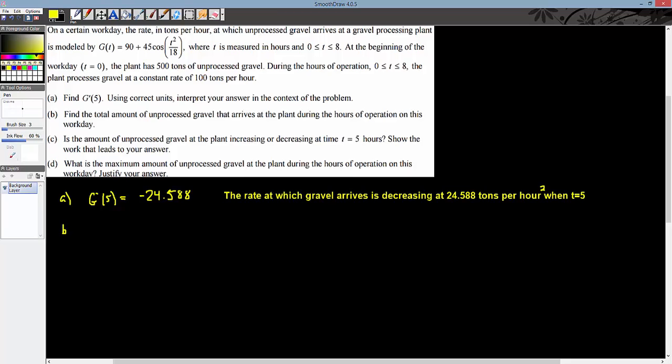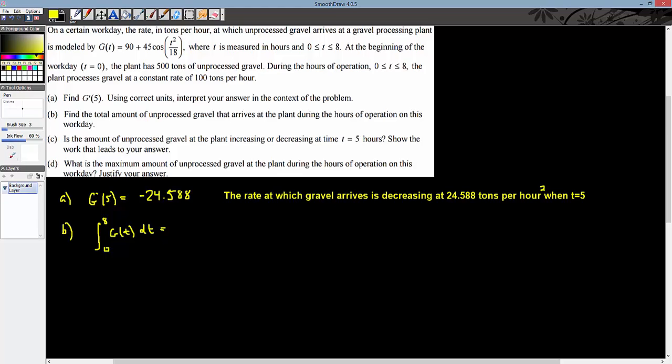Okay, cool. So let's take a look at B. It says here, find the total amount of unprocessed gravel that arrives at the plant during the hours of operation. So if we just want to look at how many tons of gravel arrives, that's when we talk about total amount of unprocessed gravel. That sounds like total distance traveled on those particle problems. So hopefully it makes sense that we are going to integrate from 0 to 8, because those are the hours of operation. We're going to integrate the rate at which the gravel comes in, because by finding the area under that curve, we will find out how much gravel is coming in.